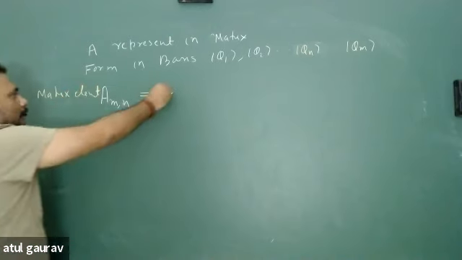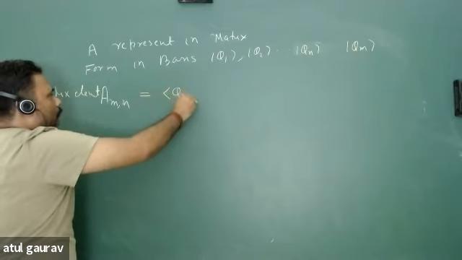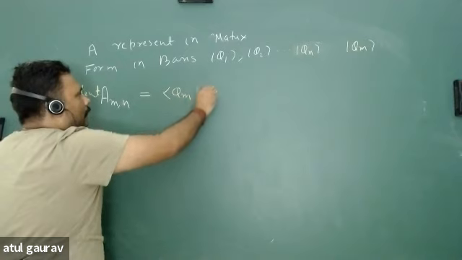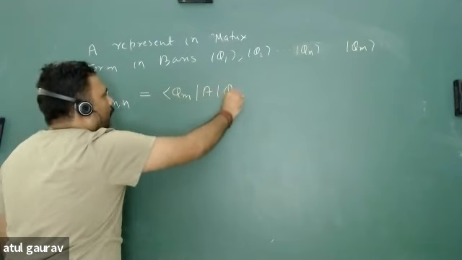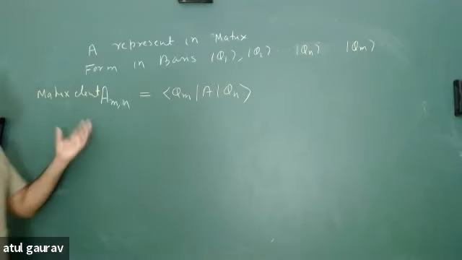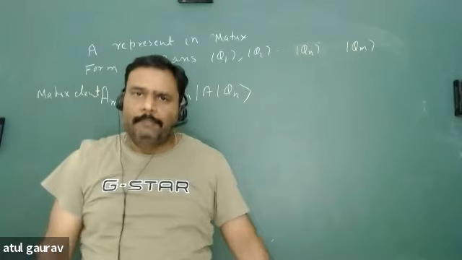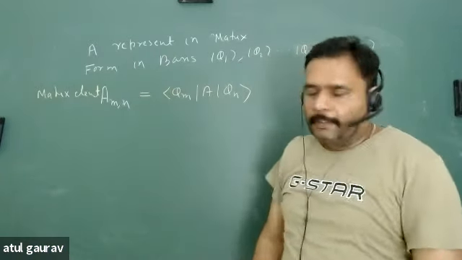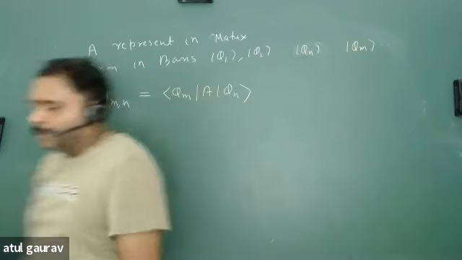A_mn is given by <phi_m|A|phi_n>. So A will be sandwiched between m and n: phi m, A, phi n. Either you can calculate each and every matrix element, or you can just go for the shortcut. So I am just giving you the shortcut method.